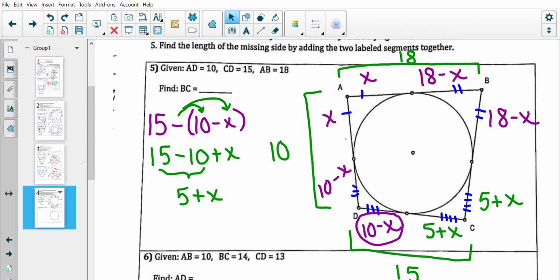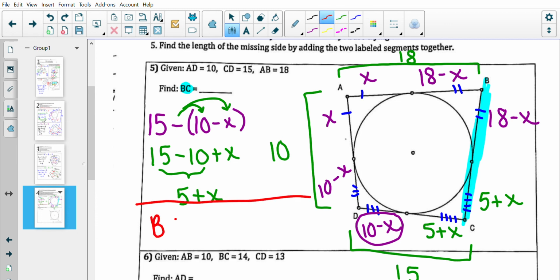Now, generally, we just make an equation and set it equal to whatever the length is. We're not doing that this time. This time, we're going to pick the side that does not have a total length. So it says find BC. We're going to go to BC. We're going to find BC. And we're not going to make an equation. We're just going to add the two segments of BC together. What do I mean?